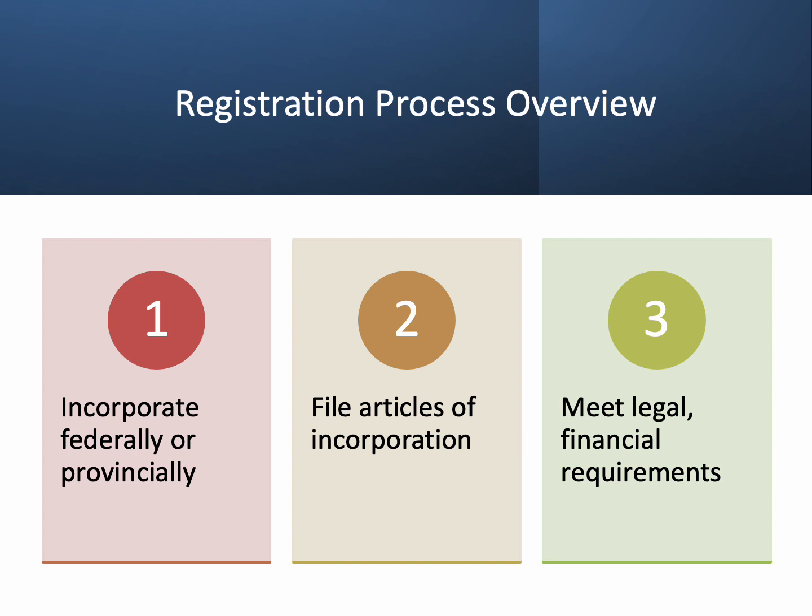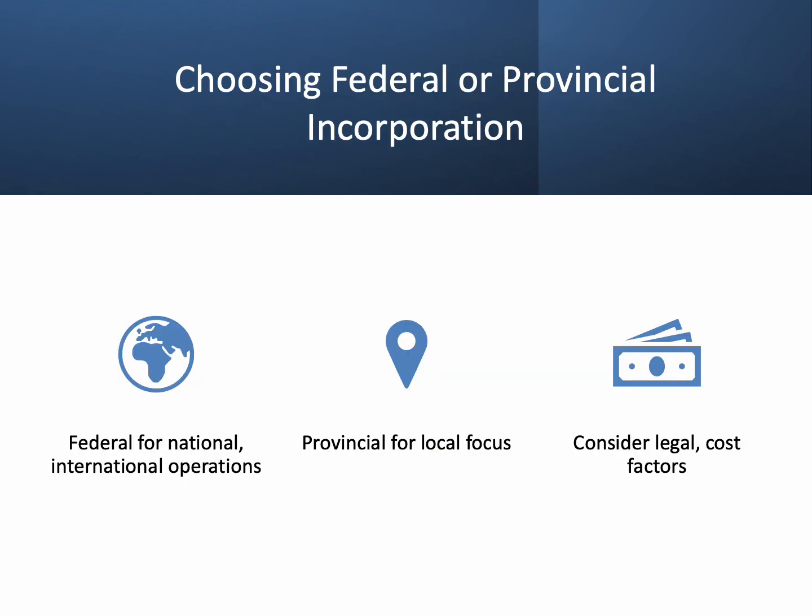This overview aligns with course objectives by equipping you to navigate incorporation, enabling you to establish compliant corporations that drive economic growth with integrity. This slide transitions to choosing federal or provincial incorporation, where we'll explore decision factors. Following the registration overview, let's discuss choosing between federal and provincial incorporation for for-profit corporations in Canada.